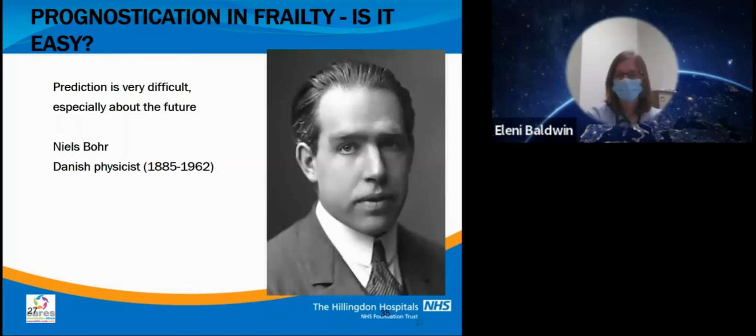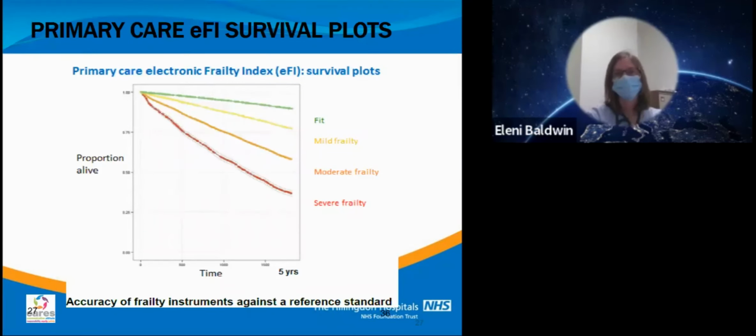I like this because if Niels Bohr, a Nobel Prize winning physicist, thinks that prediction is very difficult, especially about the future, then I think we're all going to find it tricky. But I did want to talk to you a little bit about some of the work that's been done. We talked about the electronic frailty index, and they've mapped what happens if you're fit, mildly frail, moderately frail, severely frail. You can see there's a really good correlation: if you're severely frail, about high 30s percent are alive in 5 years, versus if you're fit, and that goes up to about 80-something percent. So there is a correlation, but it is a population risk stratification tool.